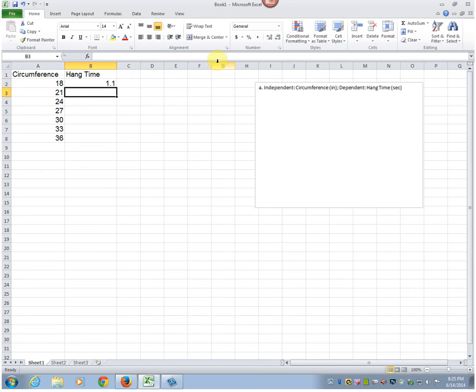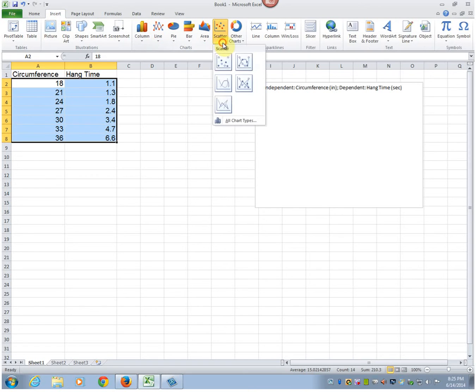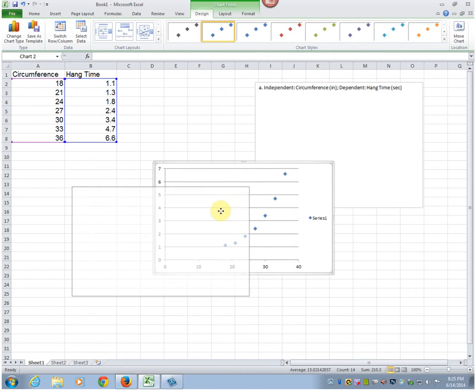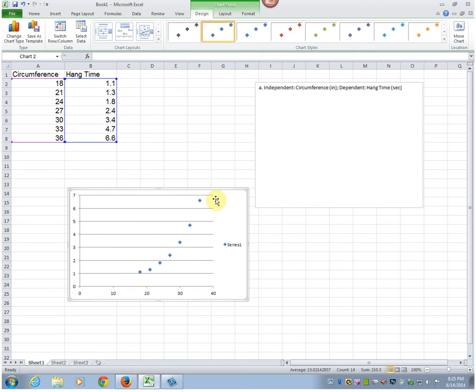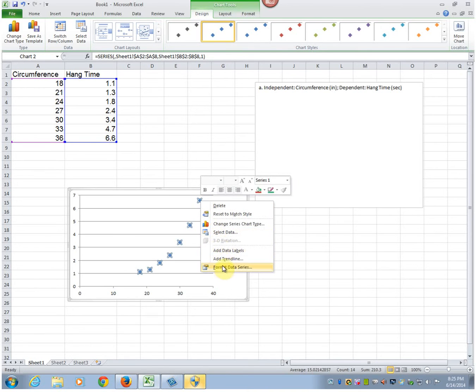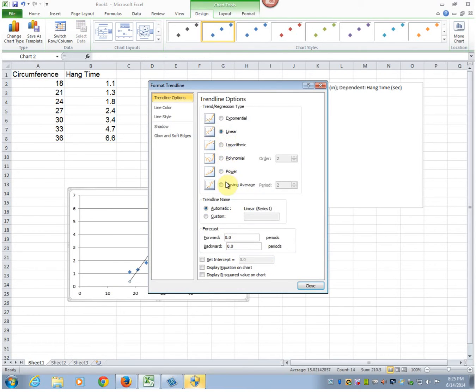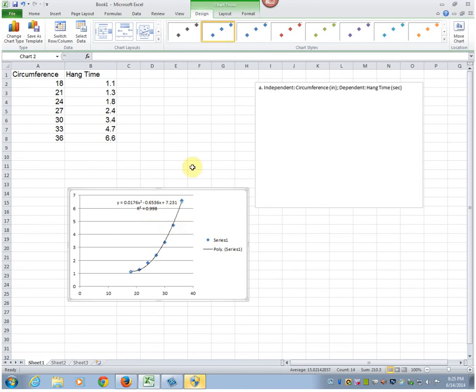So I'll enter my data, and then create a scatter plot. And then from this, we want the equation for the quadratic function that best fits the data. So if I right-click, I can add a trend line. A quadratic trend line is a polynomial trend line with order 2. Display the equation, display the r-squared value, and so here is my equation.